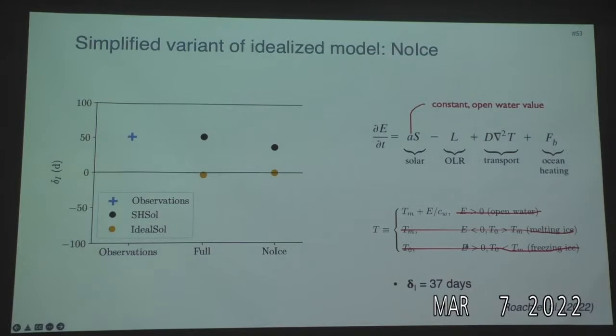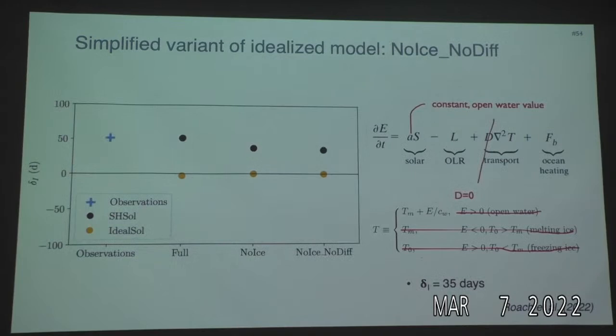And this is shown as the no ice panel here. We find that with the idealized insulation, we have a perfectly symmetric seasonal cycle of sea ice. But with the true insulation, we have an asymmetry of 37 days. So it is smaller. Clearly, the sea ice physics has had some role in amplifying that asymmetry. But there's still a large underlying asymmetry that we wanted to investigate further.